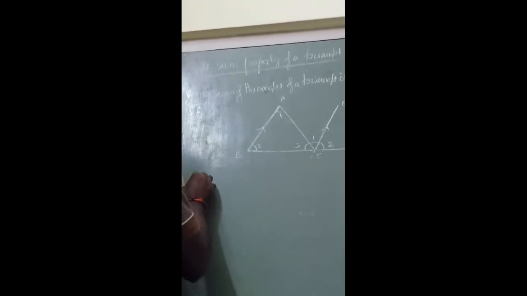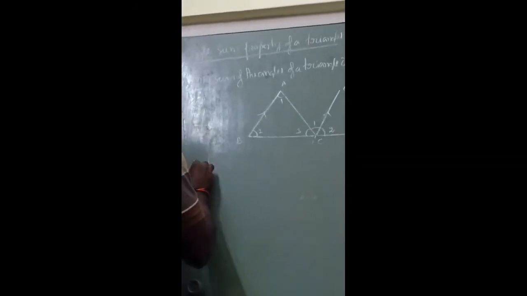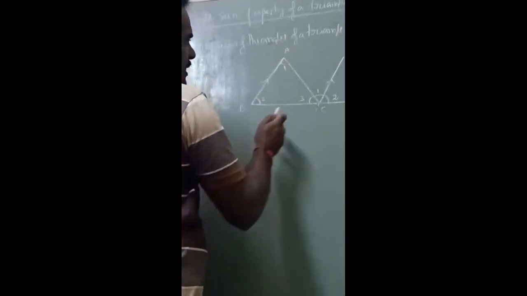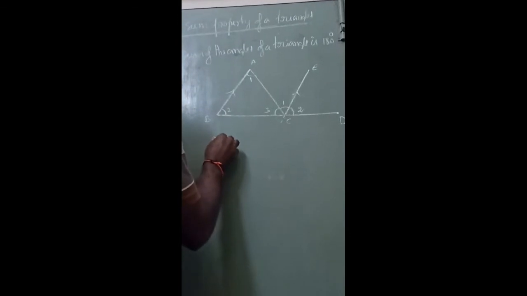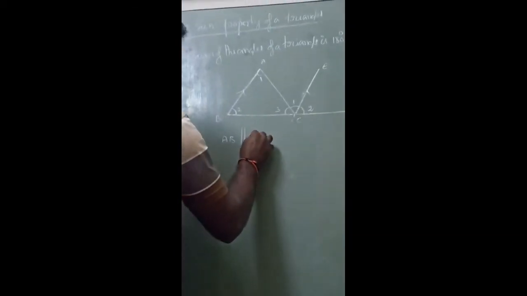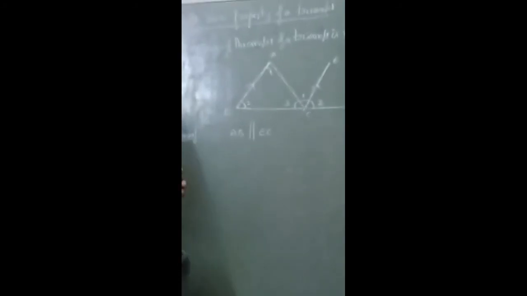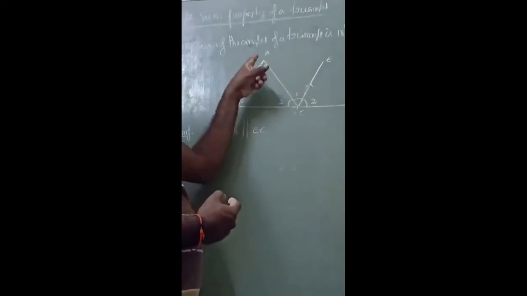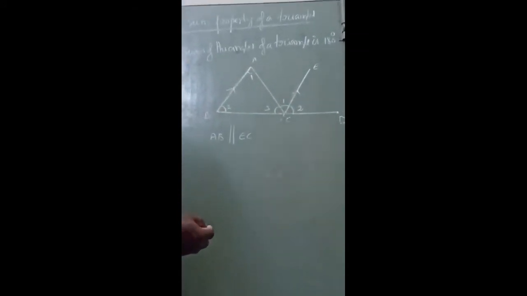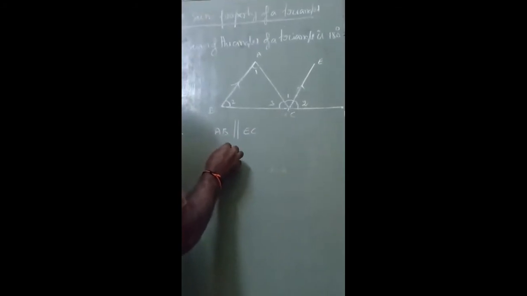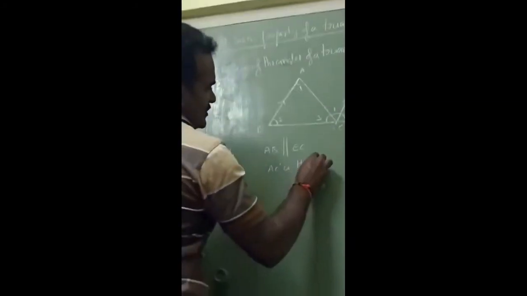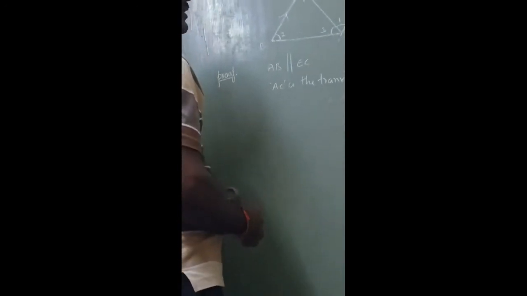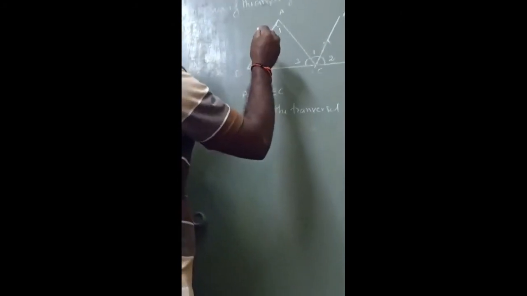Okay, proof. What is the proof here? AB is parallel to EC. So these two lines are parallel lines. AC is the transversal. This is the transversal.